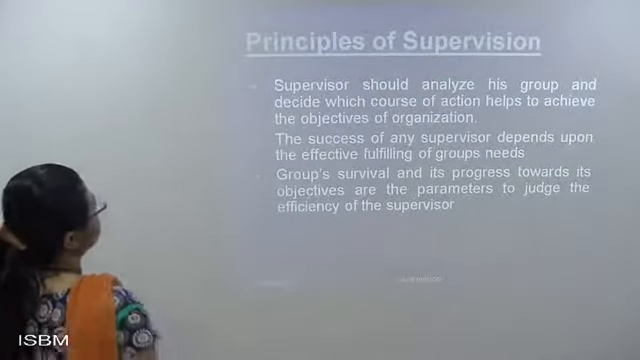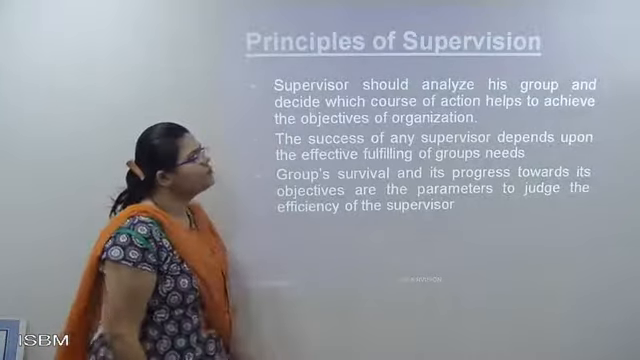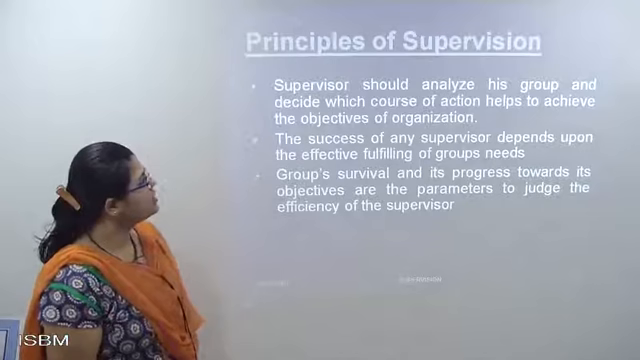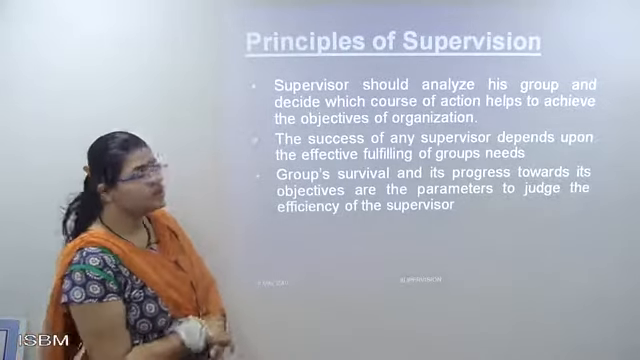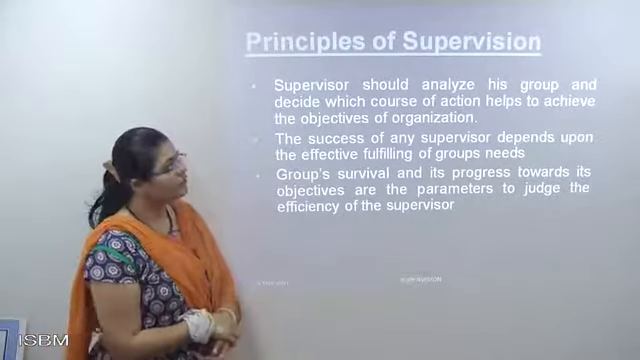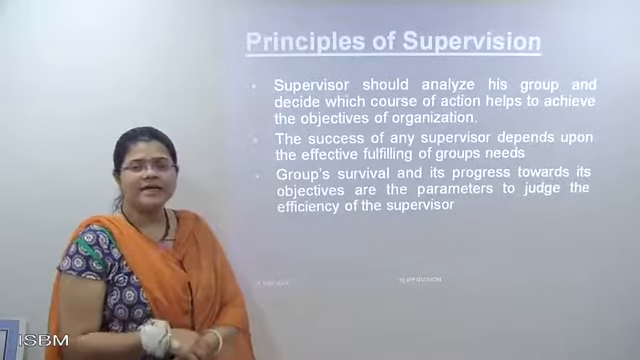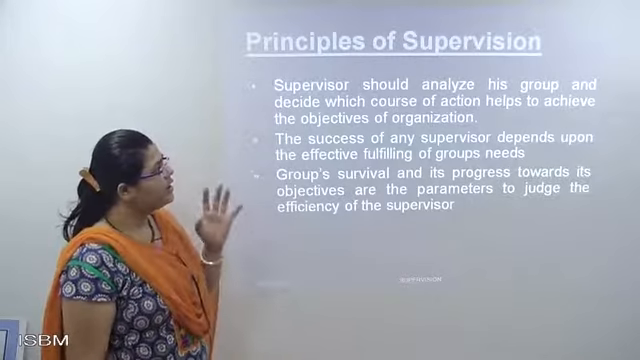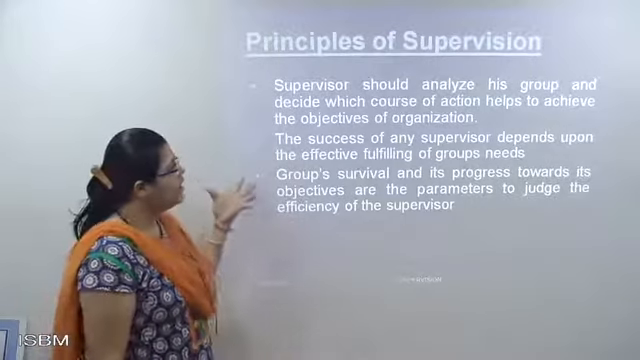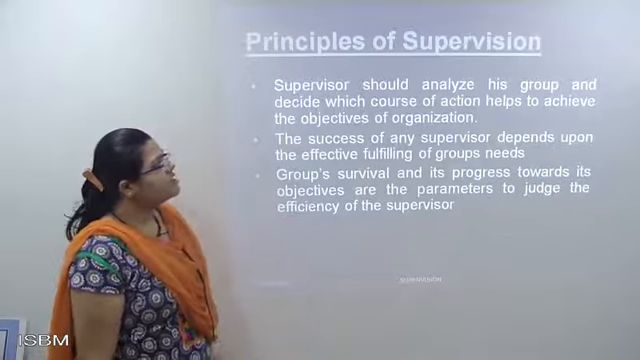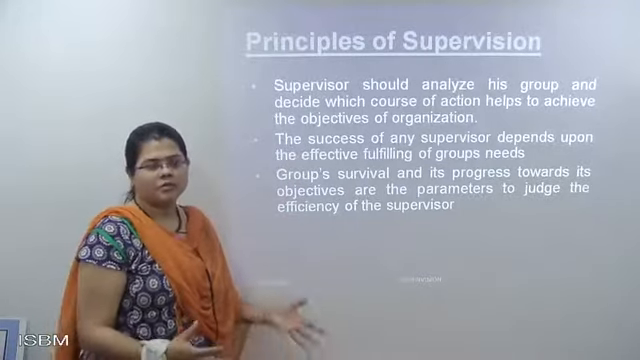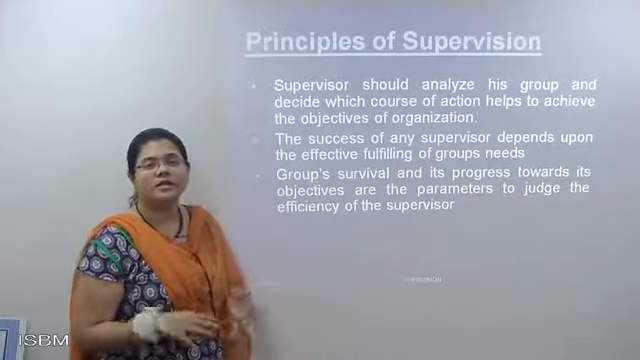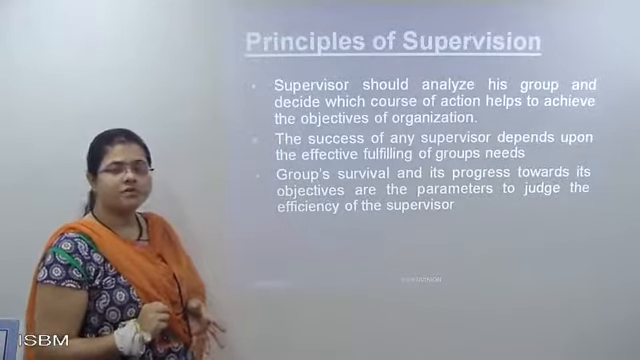Now, there are more principles of supervision. The supervisor should analyze his group and decide which course of action helps to achieve the objectives of an organization. This is also important. He needs to analyze his group, meaning the group of people with whom he is working together. Finally, which course of action helps in achieving the objectives of the organization? What are the different methods you are using, and with the help of those methods, the objectives become clear.